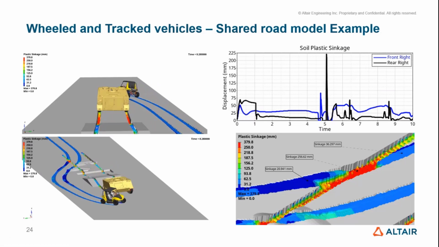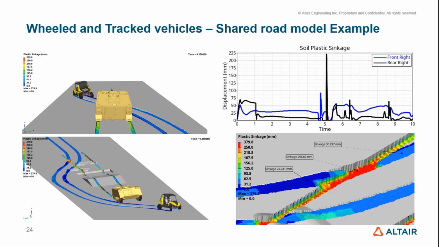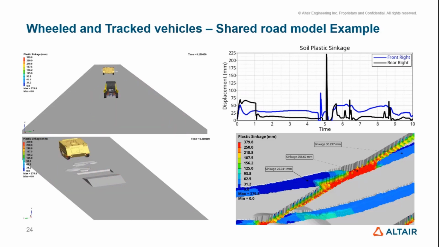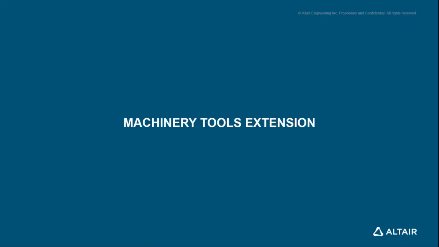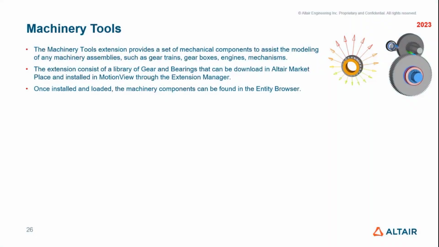All right. Now, changing the subject of this presentation, I'm going to talk about the different vertical that we are providing in 2023, which is the machinery tools, or the machinery tools extension. The machinery tools extension consists of a library of gears and bearings that can be downloaded in the marketplace and installed in MotionView through the extension manager.